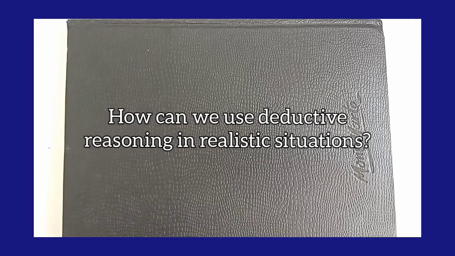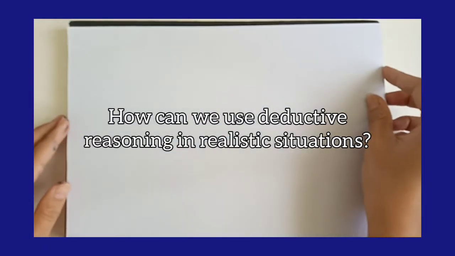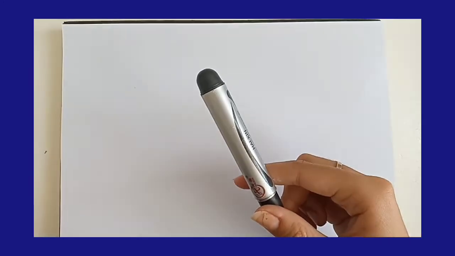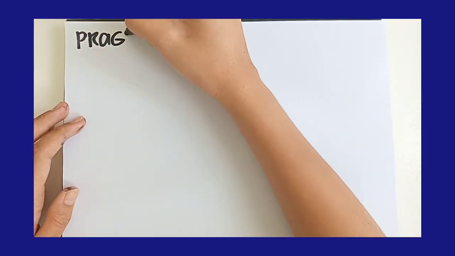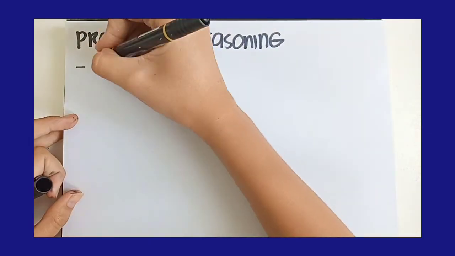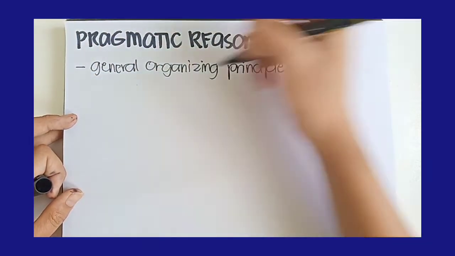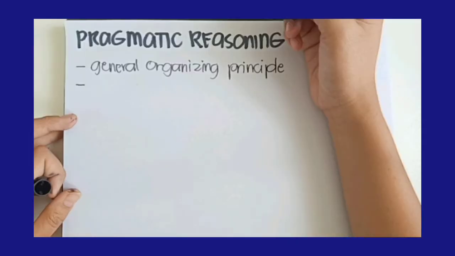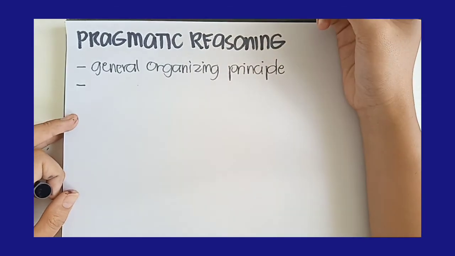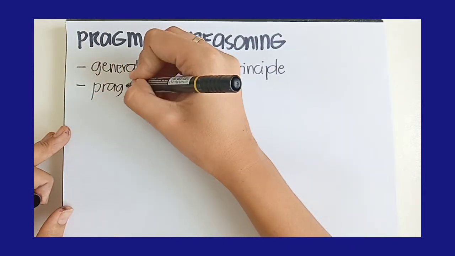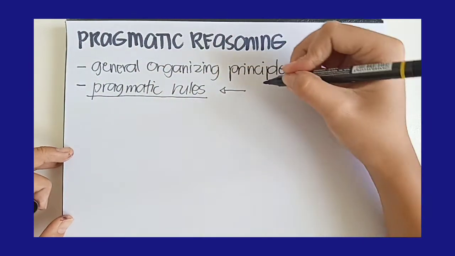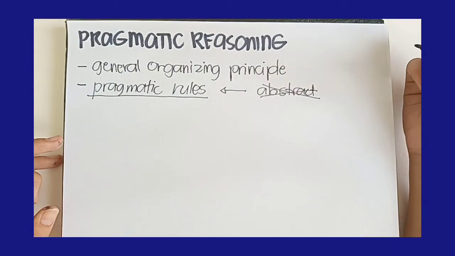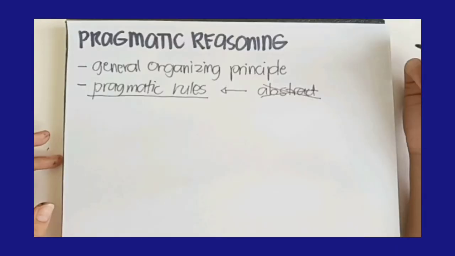So how can we use deductive reasoning in realistic situations? Instead of formal inference rules, we can use pragmatic reasoning. These are general organizing principles or rules related to particular kinds of goals, such as permissions, obligations, or causations. These schemas are sometimes referred to as pragmatic rules. These rules are not as abstract as formal logical rules, but they are sufficiently general and broad so that they can be applied to a wide variety of specific situations.